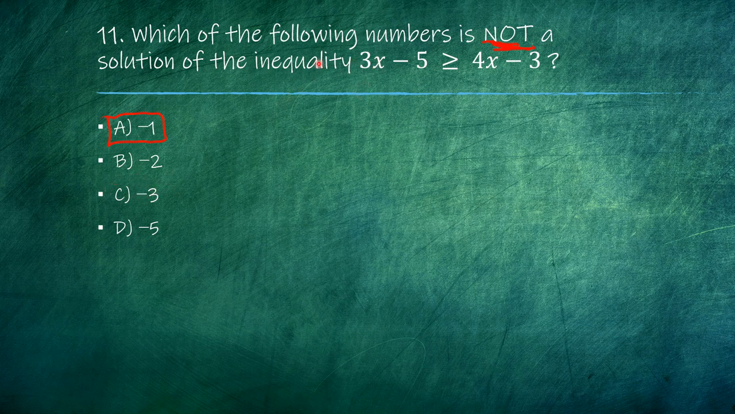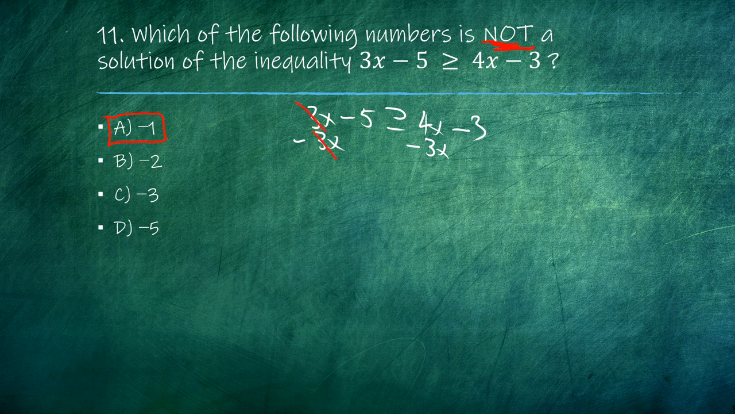So to solve an inequality is basically asking us to solve for x. So let's solve for x. We have 3x minus 5 is greater than or equal to 4x minus 3. So we can first subtract 3x from both sides.